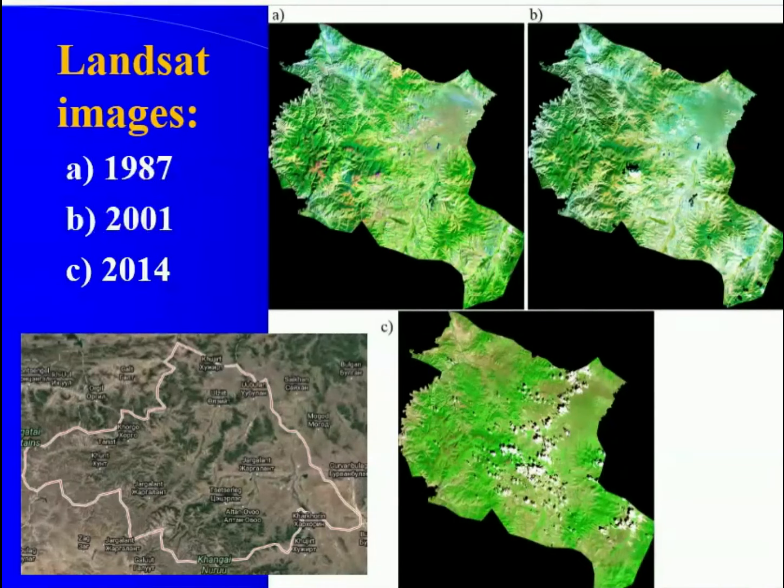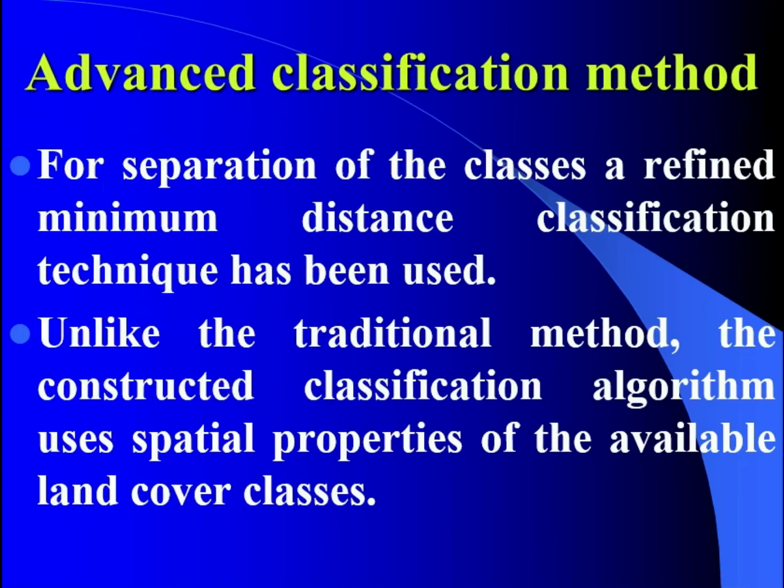The test site is located in the northern regions of Arhangai province, central Mongolia. Actually, this area represents 3 zones located in the northern part of the province. As the advanced classification method, we used refined minimum distance classification, and unlike the traditional technique, the constructed classification algorithm uses spatial properties of the available land cover classes.